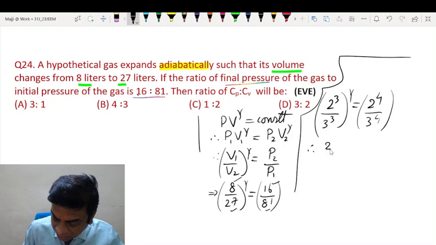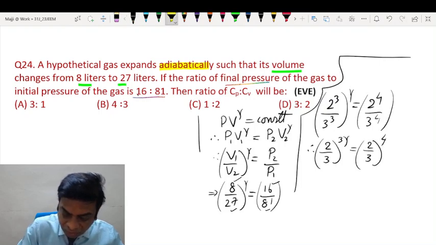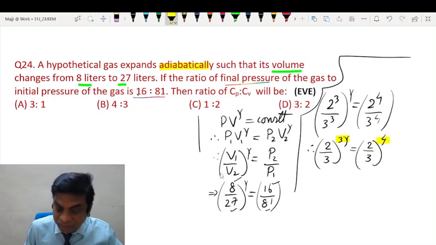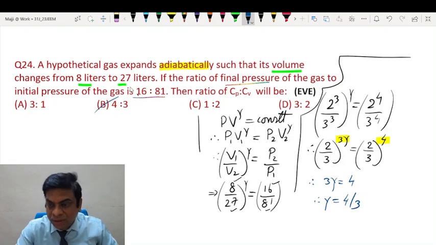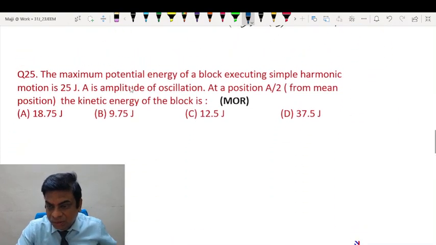So finally I can write in terms of 2/3. This will be (2/3)^(3 gamma), and this will be (2/3)^4. Now we know when bases are same, exponents can be equated. So equating the exponents, you have 3 gamma = 4, so gamma = 4/3. B option is the correct option. Moving to the next question.